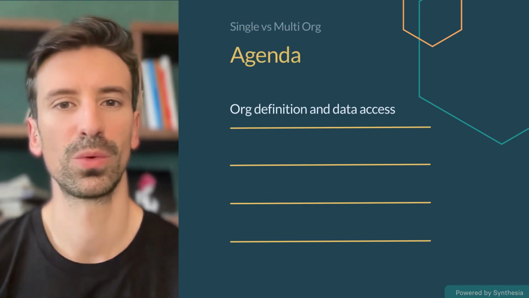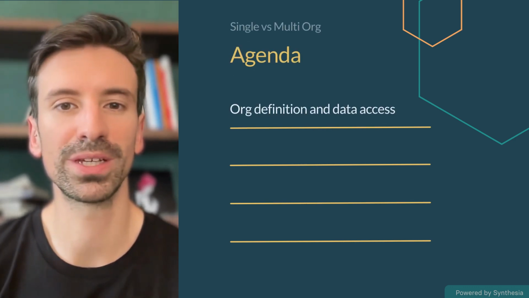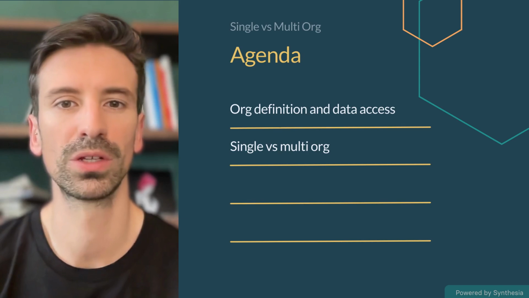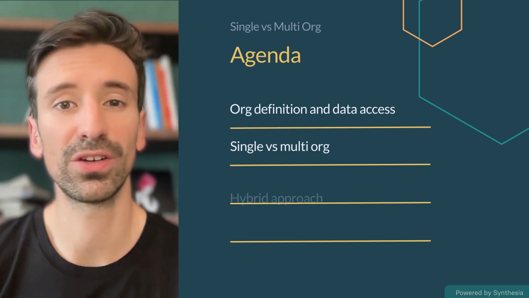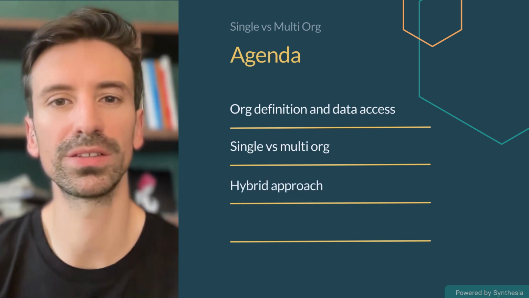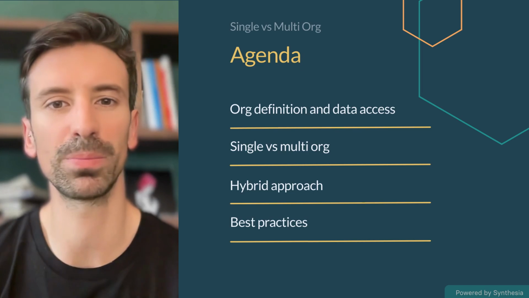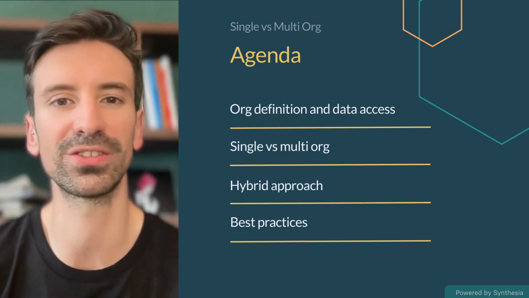First, let's review what an org is in Datadog and what is shared between them. Then let's highlight the main use cases for a single org approach and the ones for a multi-org approach. Third, we will review what a hybrid approach means and how to optimize for complex situations. Finally, let's end with some best practices to make your observability journey successful.